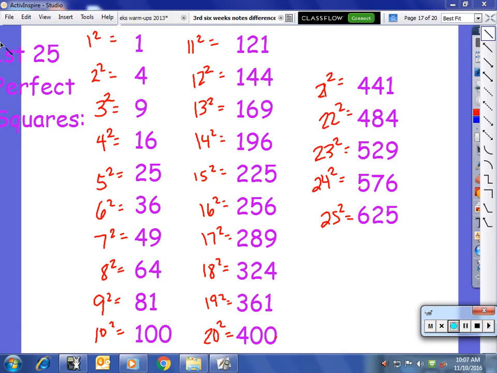As quickly as you can, Francesca, I need you to copy these perfect squares into your notes. This will help you not only with today's lesson, but also when we do that simplifying radical stuff. You really need to be familiar with perfect squares and what they look like.